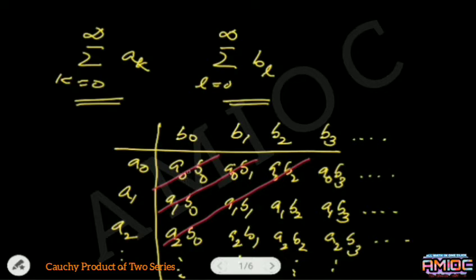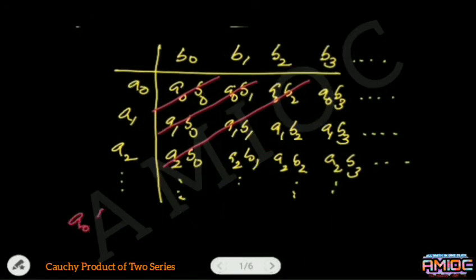The first diagonal meets the point a0 b0. The second diagonal meets the points a1 b0, a0 b1. I am taking the sum of the terms that the diagonals meet. Therefore, the first diagonal meets the point a0 b0, and the sum is a0 b0. I am just writing it as a0 b0, and it is denoted by c0.